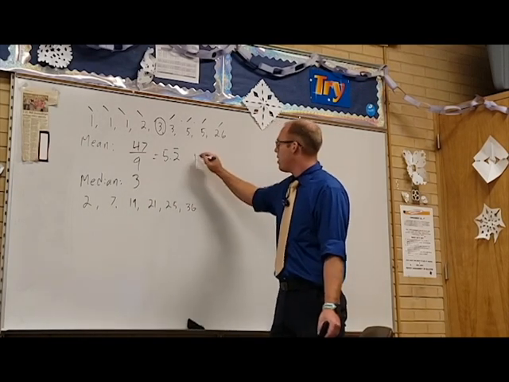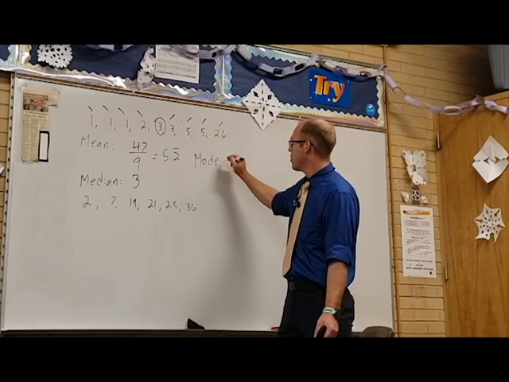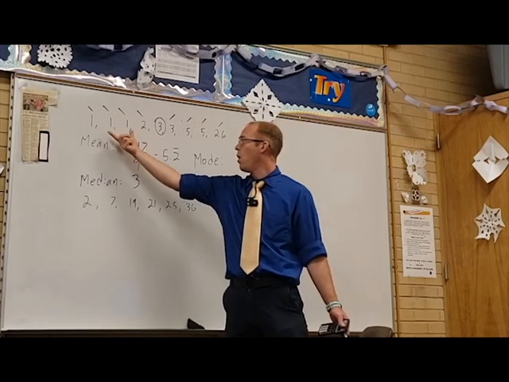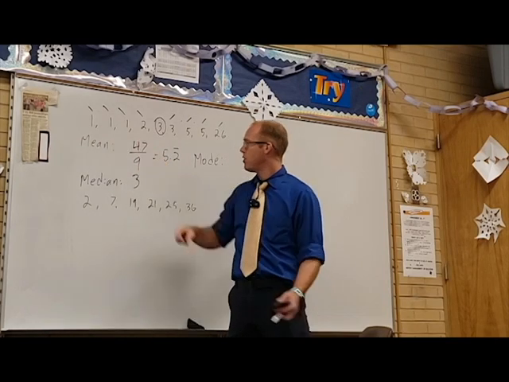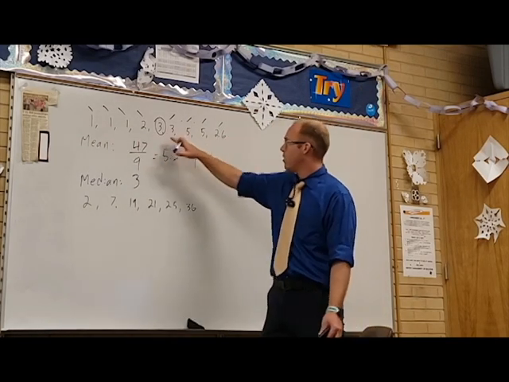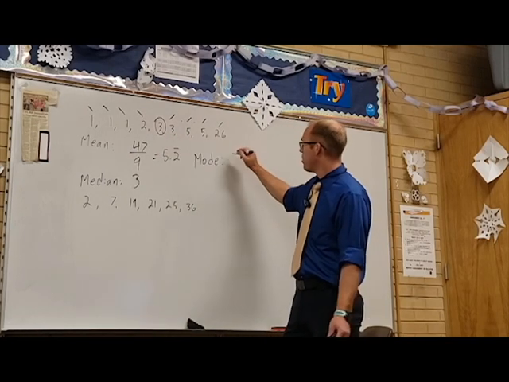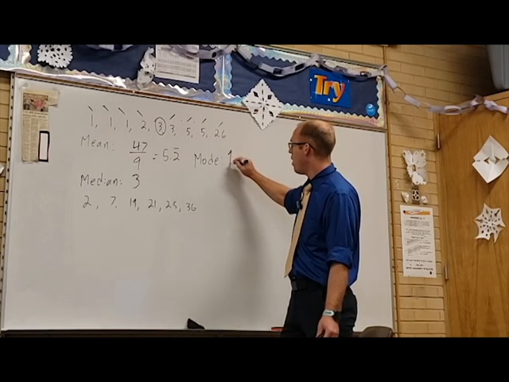The mode on this one is the number that occurs the most often. We can see that ones happen 3 times on this example. So we've got 1, 2, 3 ones. That makes it our mode because there are no other numbers that occur that many times. So the mode on this one is 1.